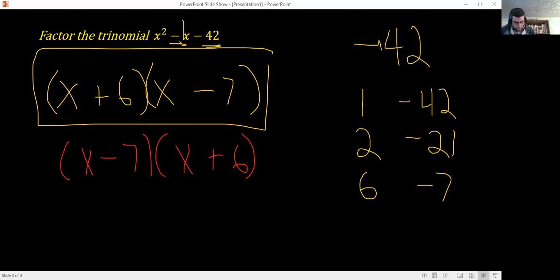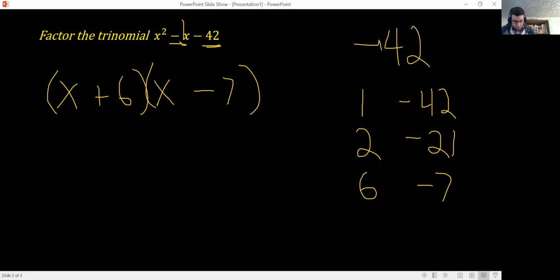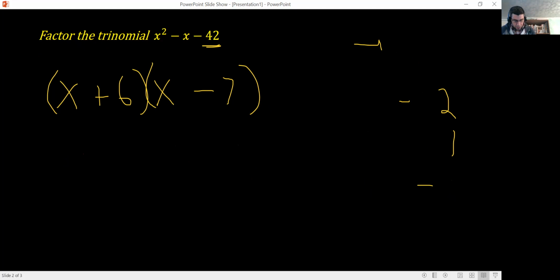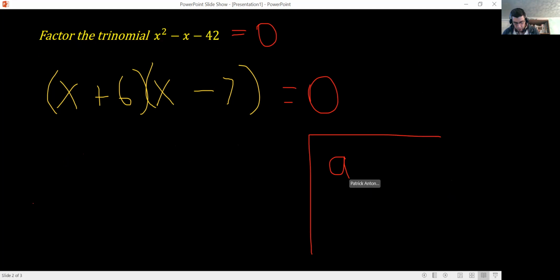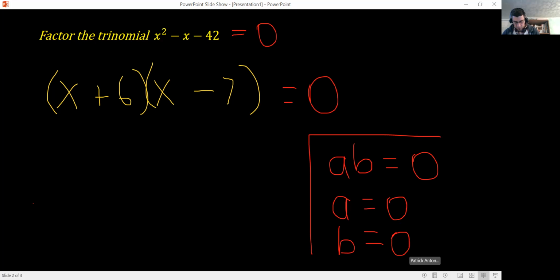One other thing that I want to bring to your attention is that sometimes you're asked to solve the equation where this is set equal to 0. It's the same process. You factor the equation into a product of two binomials. And here's the important part: there's something called the zero product property. On the sidebar here, it says if two quantities multiplied together equal 0, then either the first factor has to equal 0 or the other factor has to equal 0.